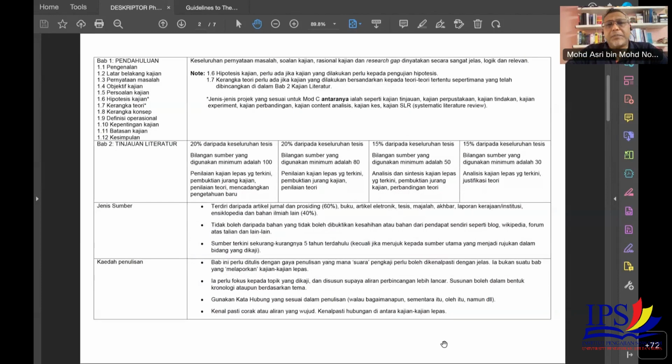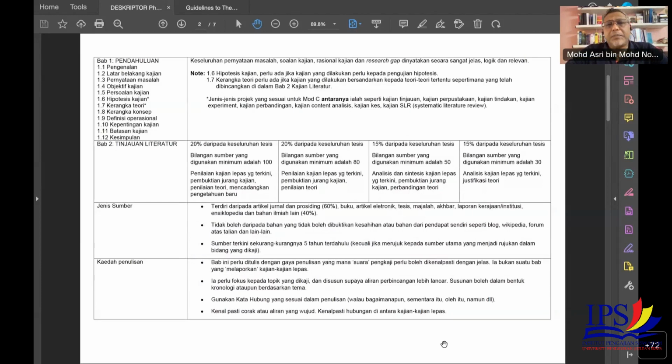For example, of course, before you can decide which type of work you want to do for your project paper, you will have to discuss with your supervisor, and the supervisor must agree with you or come to a consensus on what kind of project paper you want to prepare. But there are many kinds of projects you can do for MOHD. For example, it can be just a literature review.